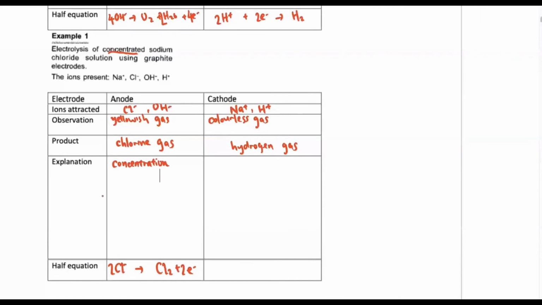You have done concentration for the anode part. Okay, so let's continue. Concentration is the factor that determines the formation of products.